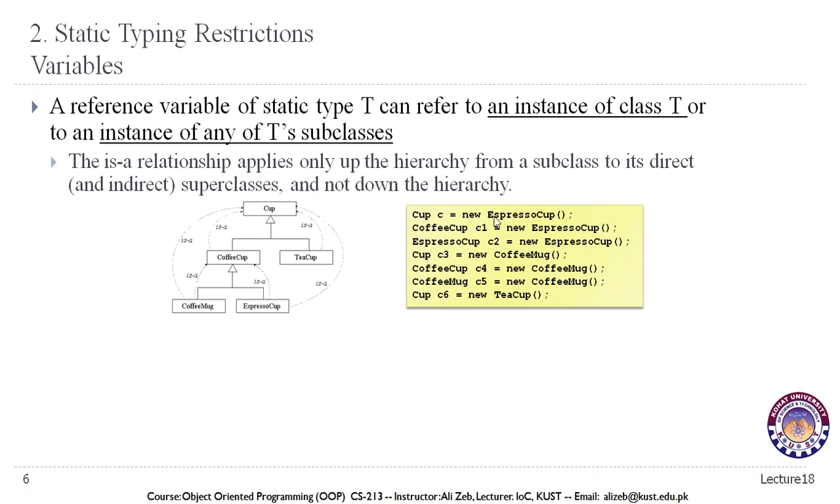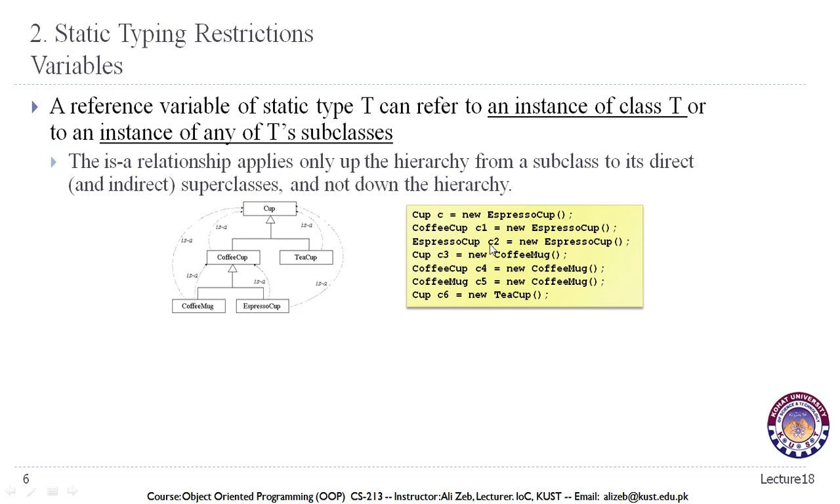CoffeeCup C1, for example, CoffeeCup is the superclass of the EspressoCup, so that is totally valid. We can use the reference of the superclass, that is CoffeeCup in this case, to declare an object of the subclass, that is the EspressoCup in this case. EspressoCup C2 here can only refer to its own object.